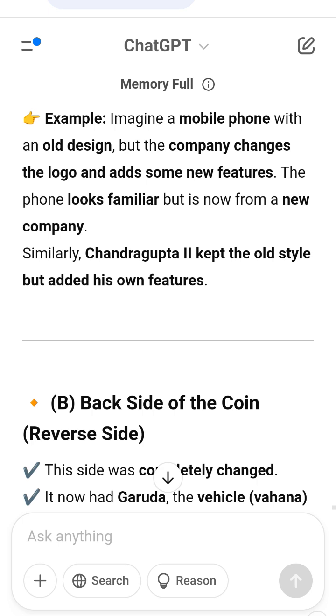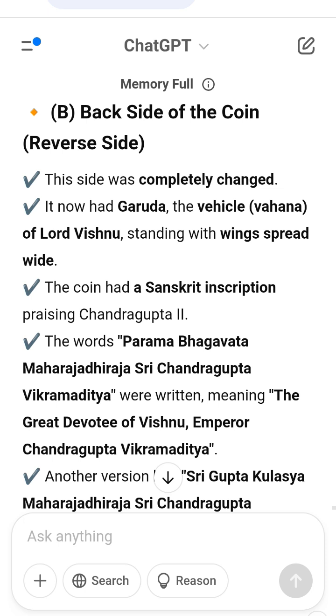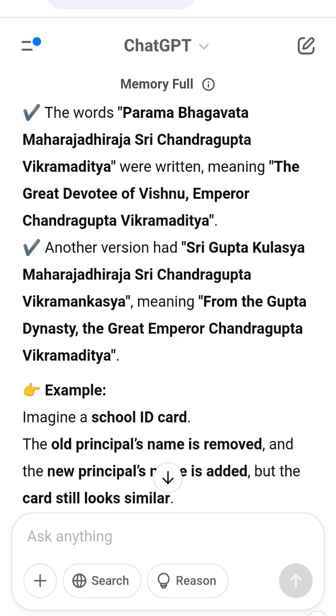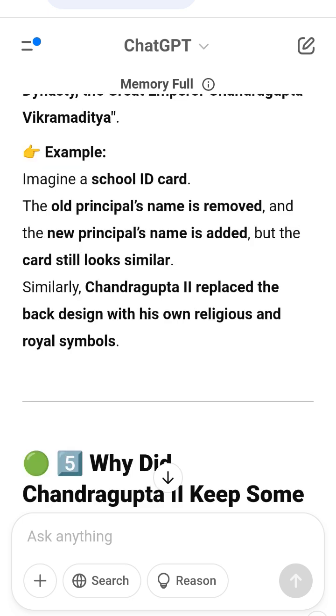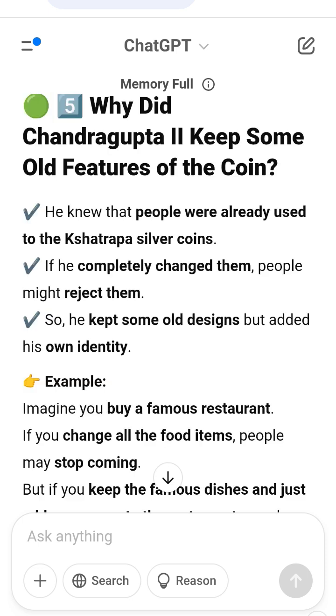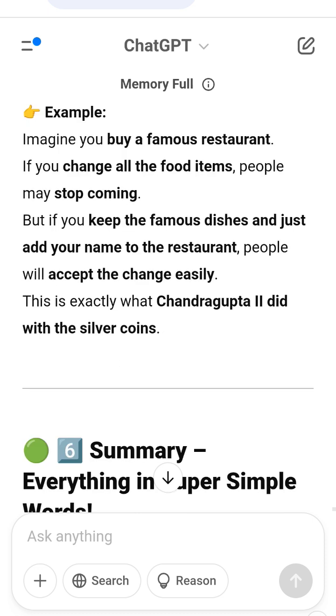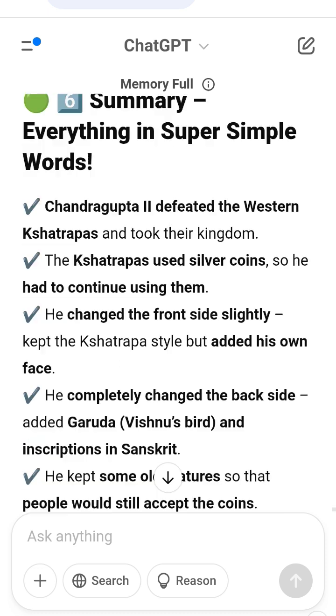Summary: everything in super simple words. Chandragupta II defeated the Western Kshatrapas and took their kingdom. The Kshatrapas used silver coins, so he had to continue using them. He changed the front side slightly, kept the Kshatrapa style, but added his own face. He completely changed the back side, added Garuda, Vishnu's bird, and inscriptions in Sanskrit. He kept some old features so that people would still accept the coins. This was a smart political and economic decision.